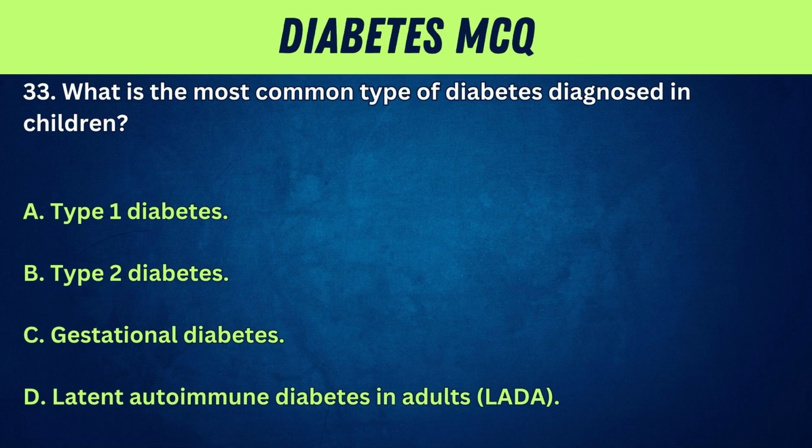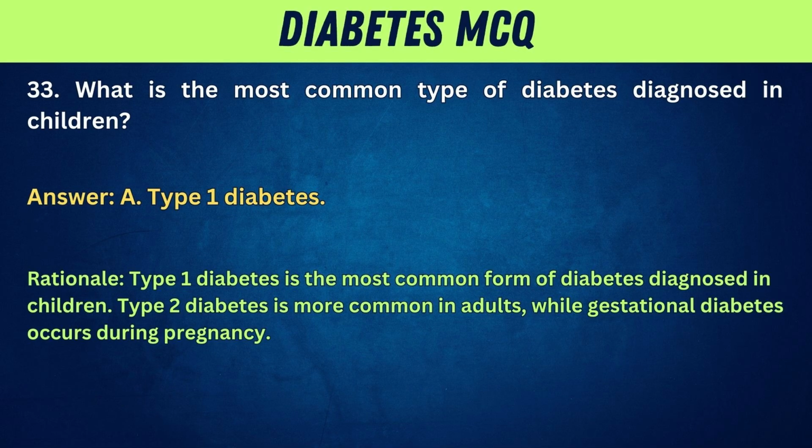33. What is the most common type of diabetes diagnosed in children? A. Type 1 diabetes. B. Type 2 diabetes. C. Gestational diabetes. D. Latent autoimmune diabetes in adults, LADA. Answer: A. Type 1 diabetes. Rationale: type 1 diabetes is the most common form of diabetes diagnosed in children. Type 2 diabetes is more common in adults, while gestational diabetes occurs during pregnancy.